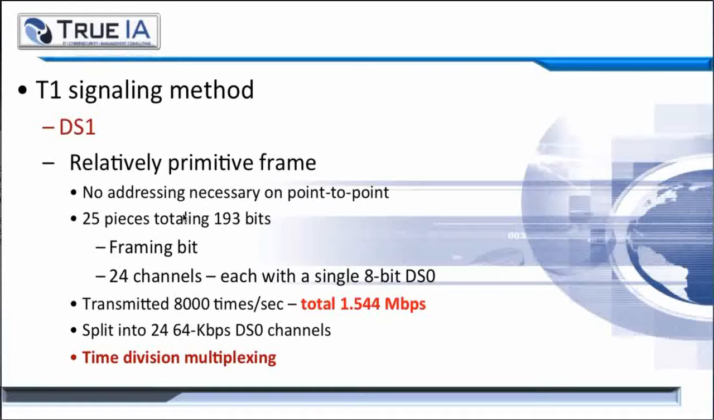Your data is broken up into 25 pieces, totaling 193 bits. These 25 pieces are placed into channels. There are 24 channels, each with a single 8-bit DS0. This is transmitted 8,000 times per second, which is where we get the total bandwidth for a T1 of 1.5 megabits. We call this time division multiplexing.